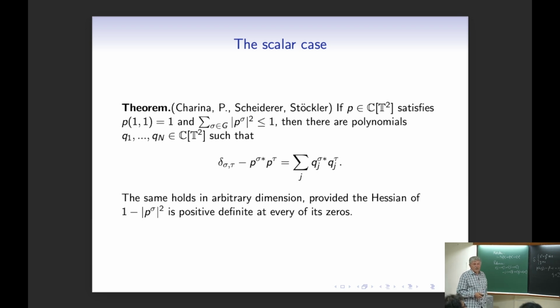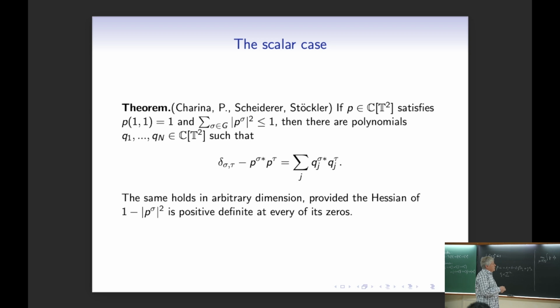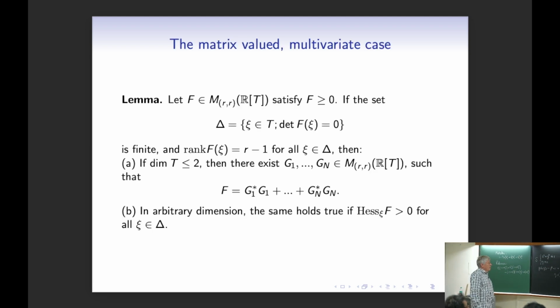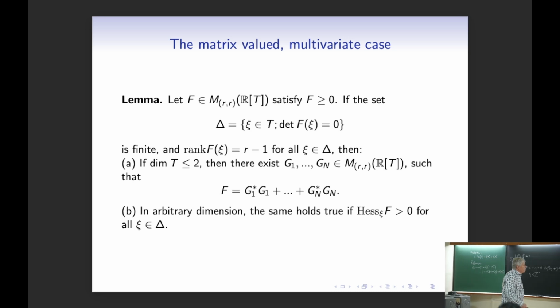Unfortunately, it works only in 2 variables. So dimension 2 is very special. And there, if you have these conditions, there are polynomials which complete the difference between the identity and this matrix, and it gives you a sums of squares. Speaking about the matrix situation, matrices don't commute. So you want to study positivity.